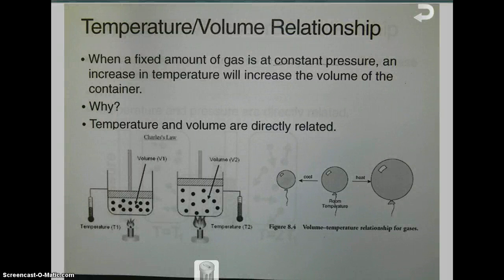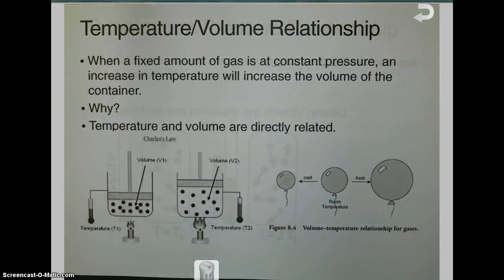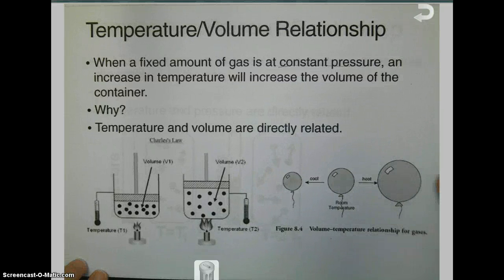So if we want to keep that pressure constant, then the container has to expand to keep the number of collisions the same. So you can see this happening when you have a balloon and you take it outside into the warm air outside. It's going to expand because we want to keep the pressure the same, so those particles moving faster at a higher temperature have to expand the container to keep the same number of collisions. So when temperature goes up, volume goes up. Temperature goes down, volume goes down, so they are directly related.